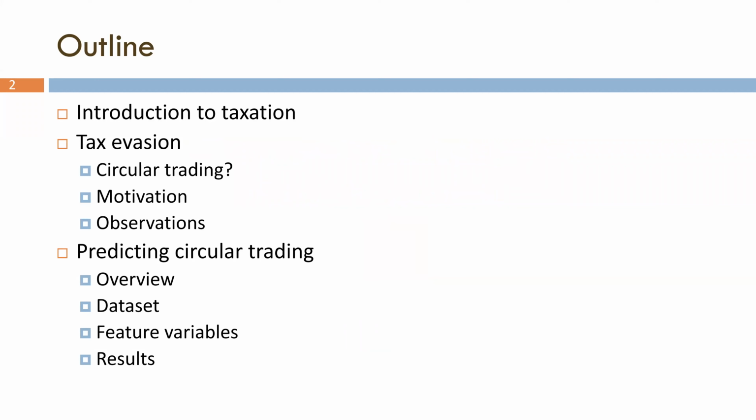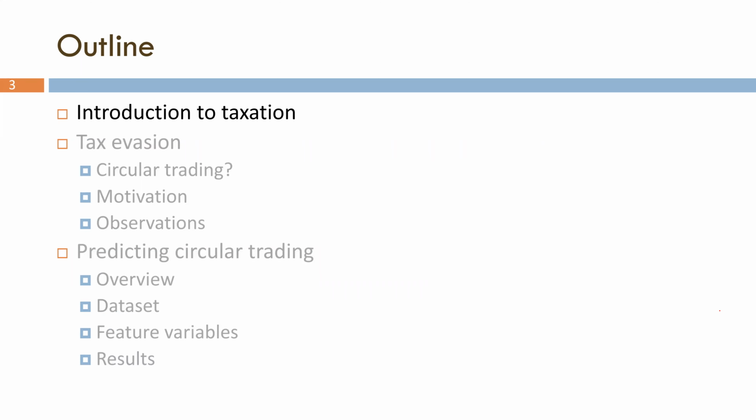I'll start with the introduction to the taxation system and then go to the different kinds of tax evasions that are being committed. And we focus mainly on circular trading. That's work that we have done here. Circular trading is a kind of evasion, and we made techniques to predict circular trading. After defining the motivations and observations of circular trading, we go to the crux of the presentation, that is the model design for predicting circular trading. We give an overview of the methodology used and then define the data sets and the feature variables of the models. And we end with the results.